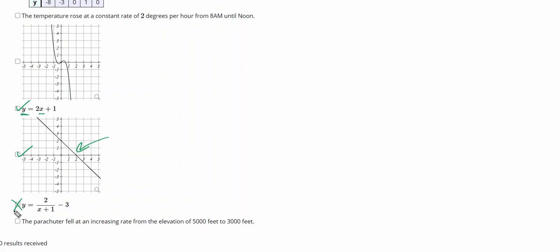And then the last one says the parachuter fell at an increasing rate from the elevation of 5,000 feet to 3,000 feet. So an increasing rate means that this thing would be increasing over time. That means that it would actually look like this. It'd be going up over time, right? So we want that constant rate, right? Linear functions go up at a constant rate. So that one's not. Phew. All right.